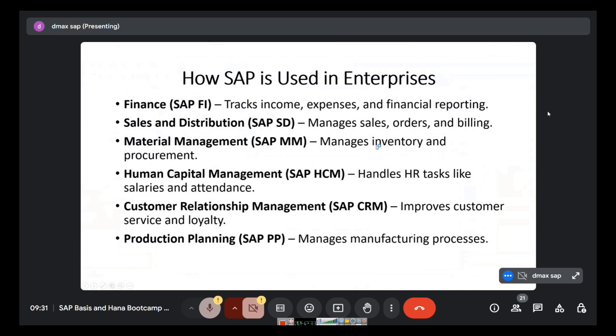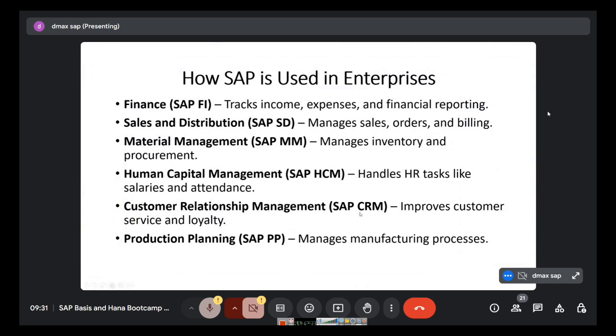Material management manages inventory and procurement. Human capital management, HCM we call, helps to handle HR tasks like salaries, attendance and hiring people. If a person wants to resign, calculating his dues and paying him, giving him all the required things, experience letter, etcetera. All those things in a legal way.